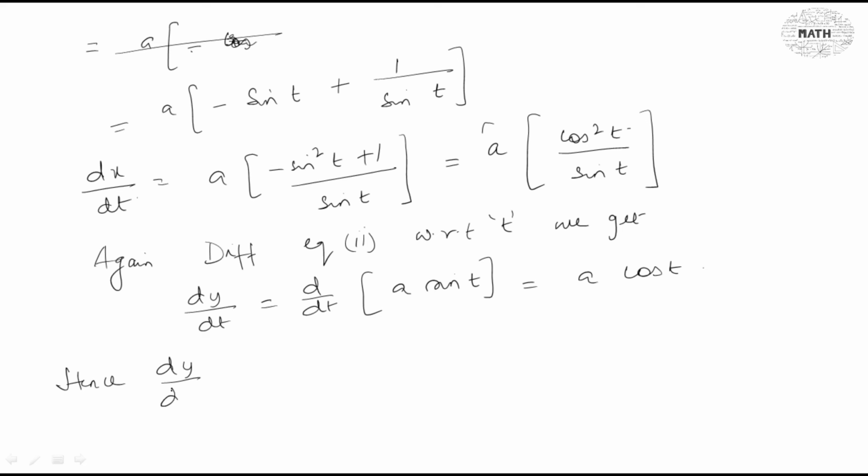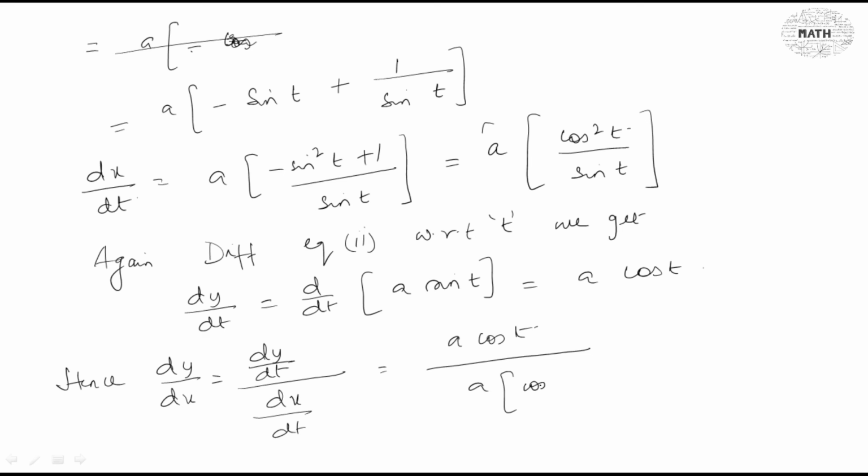So hence your dy by dx would be dy by dt divided by dx by dt. So dy by dt, you got it to be a cos t divided by a cos squared t divided by sine t. I cancel a cos t with the square, and this t will come up, so there will be sine t divided by cos t, which is nothing more than your tan t. And that's your answer. You can pause the video and then check. Okay, so that was all about your question number 8.